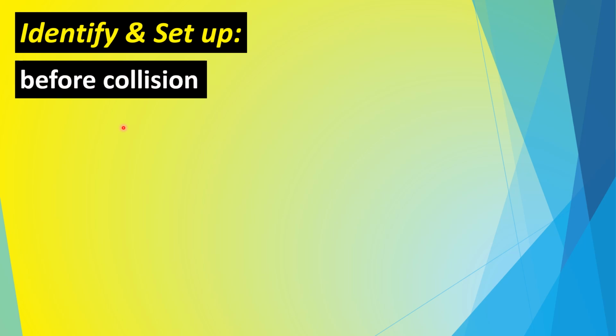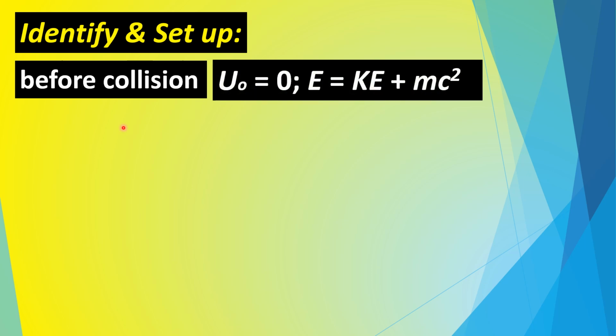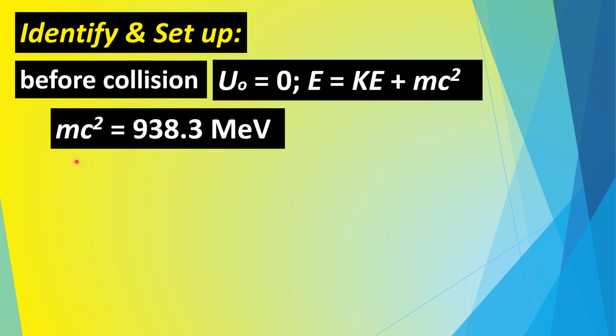Before the collision, both momentum and energy are conserved in a pair annihilation. The proton and antiproton are initially far apart, so the initial electric potential energy, denoted by capital U naught, is zero, and the initial energy, denoted by capital E, is just the sum of the particles' kinetic energy Ke and the rest energy expressed as mc squared. The rest energy mc squared is given in the problem as 938.3 million electron volts.